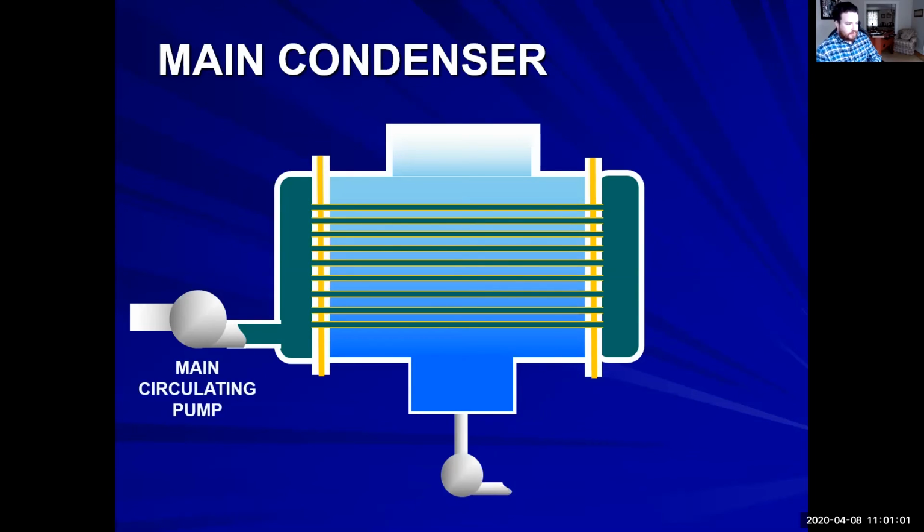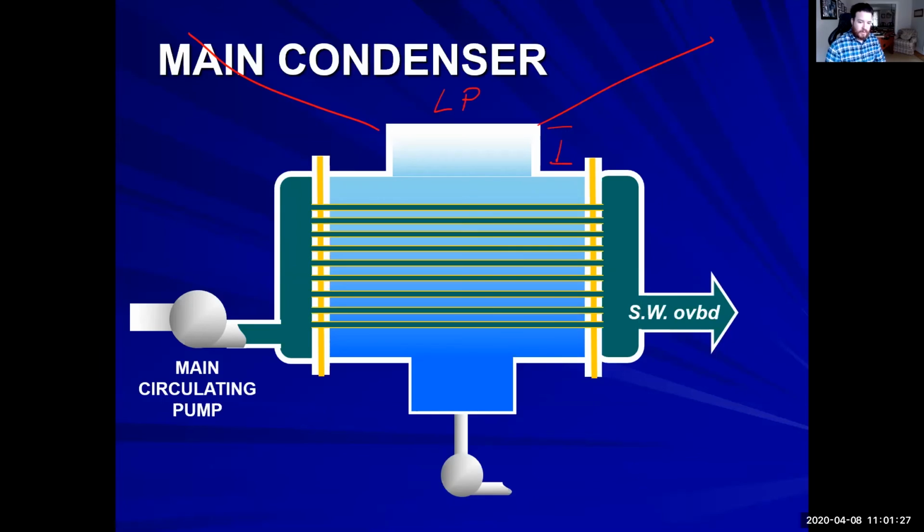So we have our main condenser. All right, this is back into the steam. We have our low pressure turbine right here, quite literally connected. There is a piece of pipe here that is not that big. It may be even just about a foot long. It's quite literally nothing. We have our main circulating pump. It's circulating salt water, and it goes directly overboard. So as our steam is going through it, it's turning into a liquid.